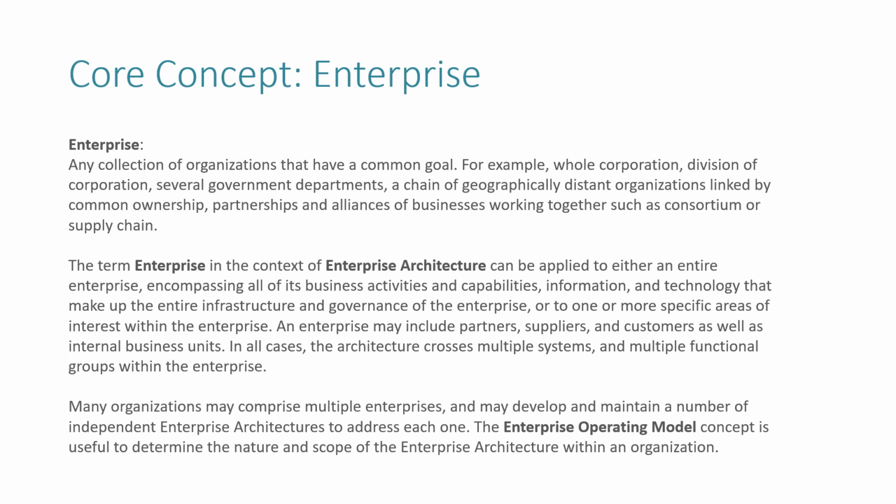The enterprise operating model is a concept used to determine how the enterprise architects work in an organization. For example, we can have a centralized enterprise architect team looking after the entire enterprise, or we can have distributed enterprise architect teams for different business verticals, or we can have a federated model that is a mix of centralized and decentralized. That is called the enterprise operating model.